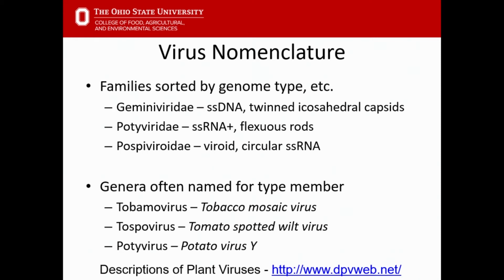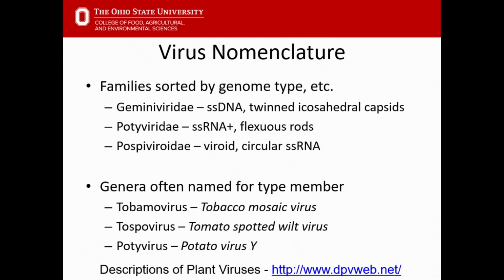Even though viruses are not living organisms per se, the system adopted to classify and name them is similar to that used for other groups of pathogens. Viruses are sorted into families according to their genome type and other structural, biochemical, and/or pathological characteristics. For example, single-stranded DNA viruses with 2 icosahedral capsid particles are in the family Geminiviridae. The Potyviridae contains viruses with flexuous rods and positive sense single-stranded RNA.